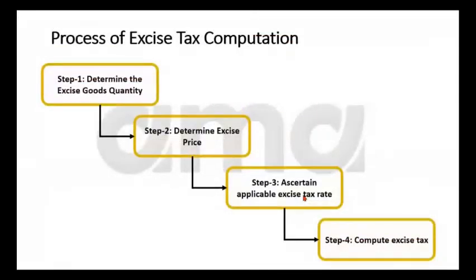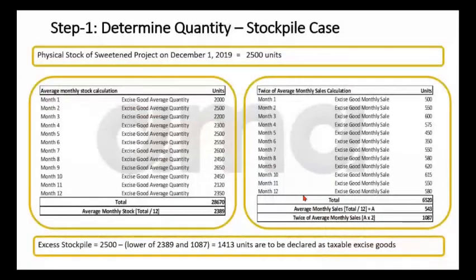So now let's start. See, as far as the production, import, and release from designated zone are concerned, the quantities are quite straightforward. You know how many units you have produced, you know how many units you have imported, and you know how many units are transferred from designated zone to mainland. So these are quite straightforward, and there is no long process to calculate those quantities. But as far as the stockpile is concerned, there is an intricate process, so I'm just elaborating this. For example, I just consider one sweetened product. I have assumed that on 1st December 19, there were 2,500 units.